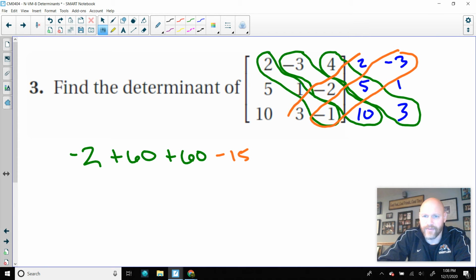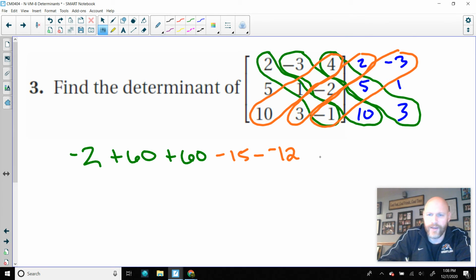We have 2, -2, and a 3. 2 times 3 is 6, times -2 is a -12. And we're going to subtract a -12. Once again, it was going backwards, so we had to subtract that. 4 times 1 times 10 is 40. And again, it's going backwards, so we're going to subtract that 40.